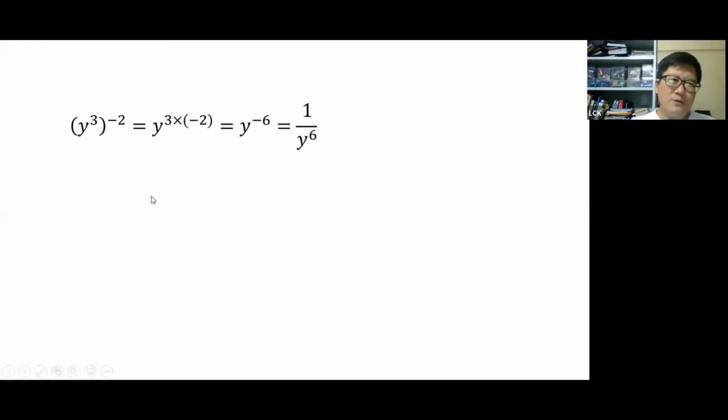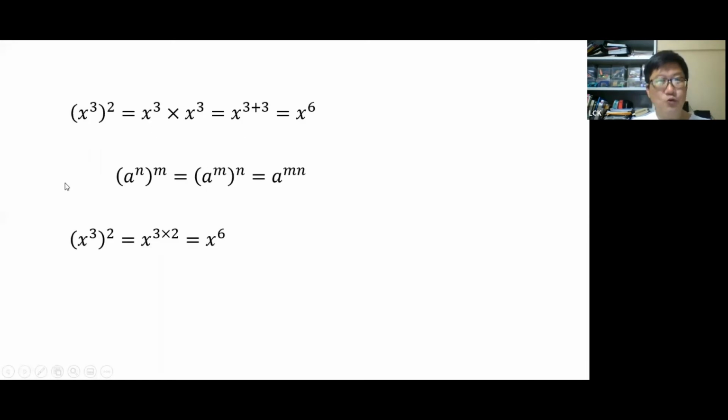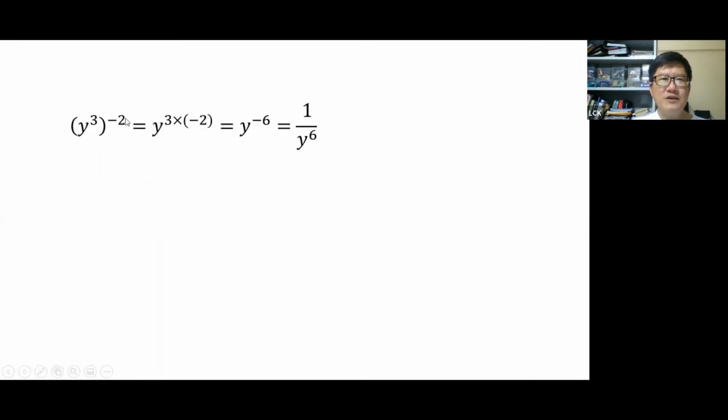So here, what about this? You have y to the power of 3 and the whole thing taken to the power of minus 2. Same. Use this rule here. It's exactly the same. So here 3 times minus 2 is minus 6. And you could leave it like that. You will get it correct. But you could also express it like that, 1 over y to the power of 6.